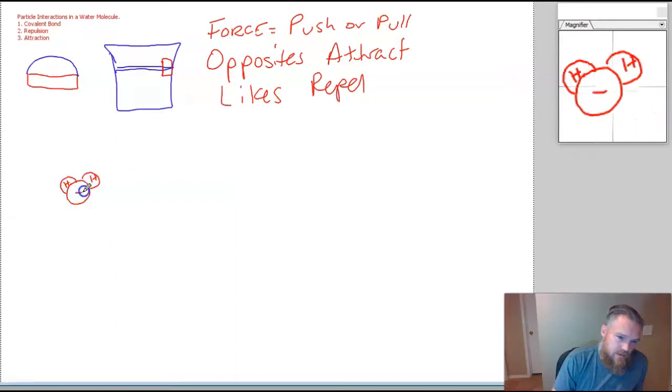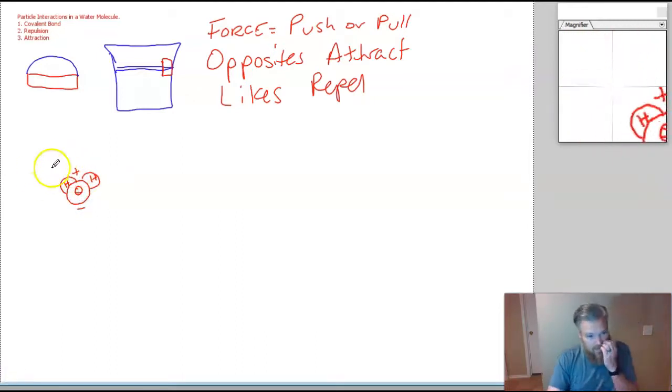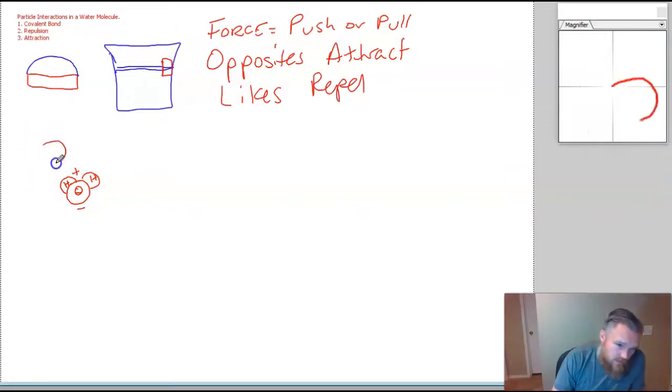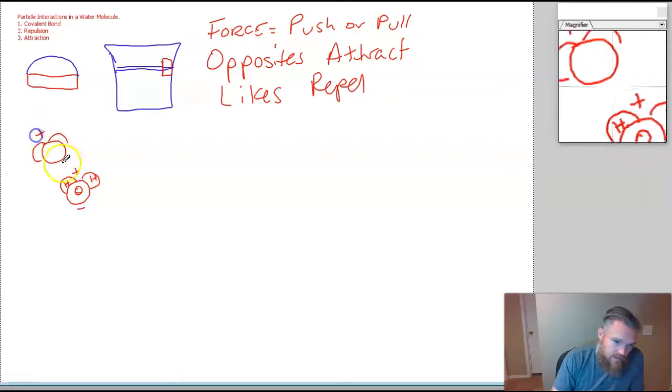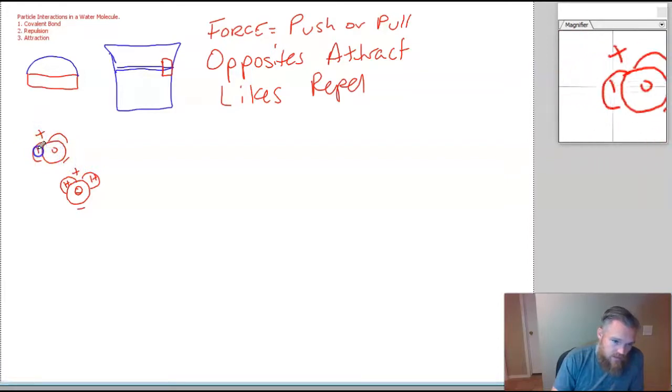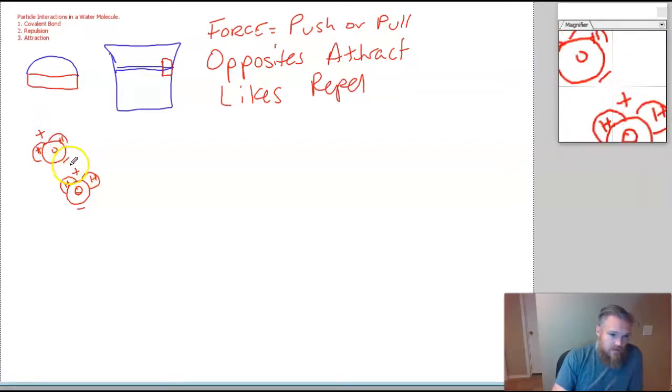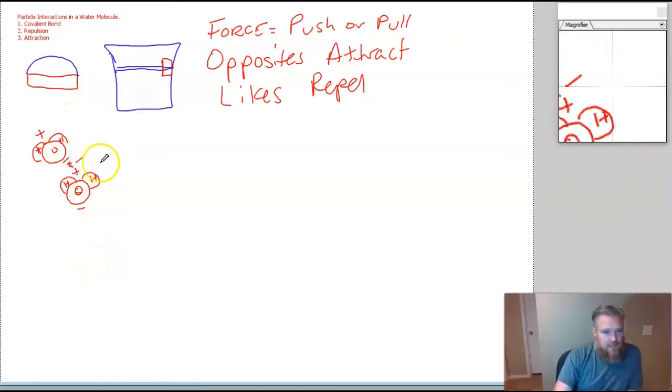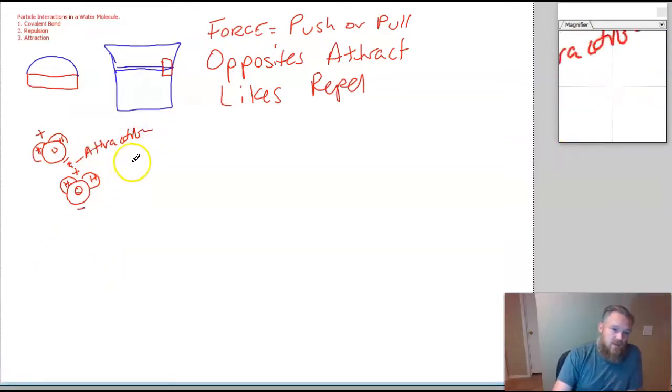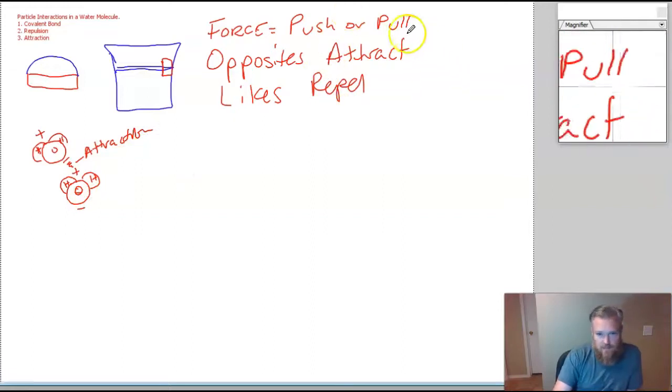we know that this is minus, this is plus. If I have a water molecule that is nearby, arranged like this, plus, minus, then there is going to be an attraction here, because there's a minus and a plus. So this will be an attraction. An attraction is a pull.